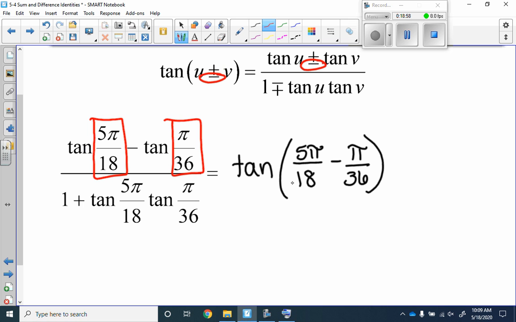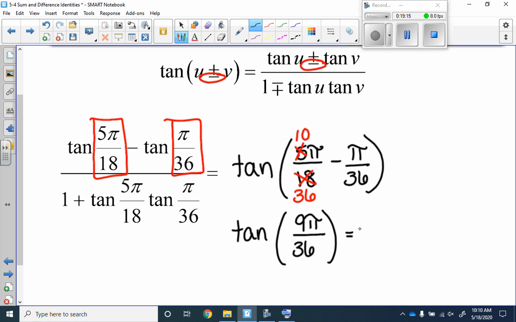So if I simplify 18 here, we could rewrite that with 36. That would take this 5 and turn it into a 10. And so now the tangent, 10 pi minus 1 pi would be 9 pi over 36. And 9 goes into 36, that would be what, 1/4? So this is the same thing as the tangent of pi over 4 then. And we know that the tangent of pi over 4 is positive 1.